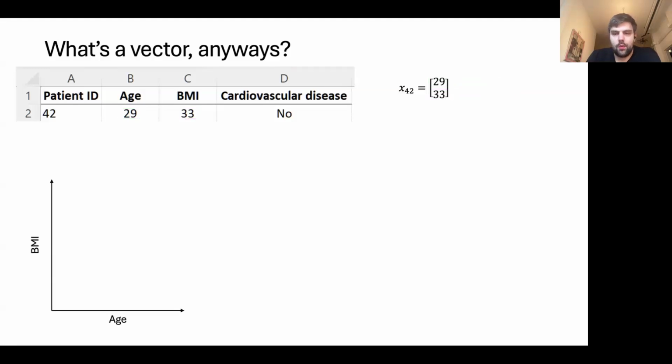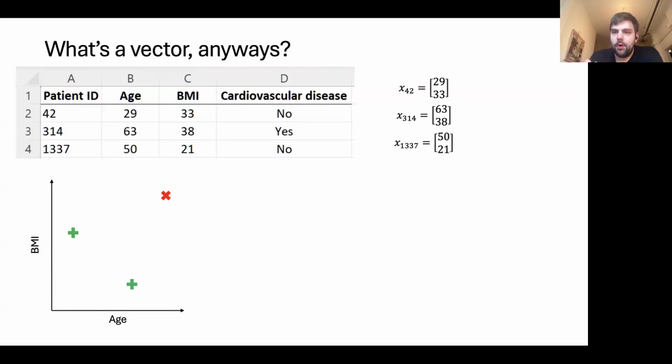Another way to think about a vector is to think about a 2D coordinate system. And we could then go to BMI 33 and age 29 and put a point there. You could think about the vector as this point, or you could also think about the vector as an arrow going from the origin. And again, it's all the same information you're used to looking at in Excel. But this is what we will call a vector. We could do the same for other patients and write that down. But the important takeaway here is that a vector is just a list of numbers, a way to store information. There's nothing scary going on.